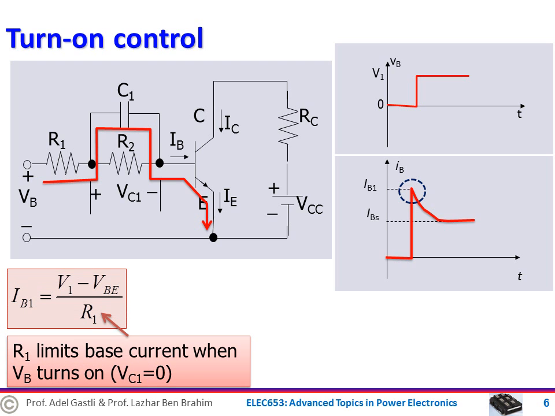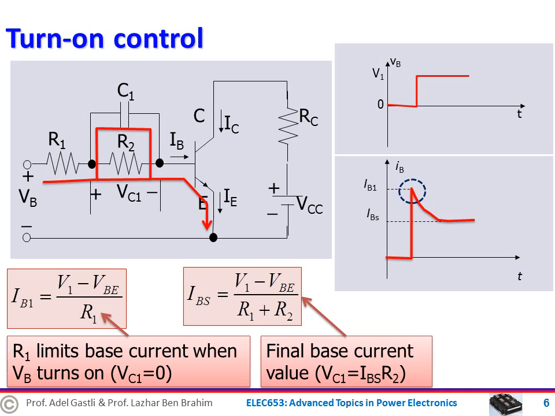Capacitor C1 continues to charge through the resistances R1 and R2 until the capacitor is fully charged and the base current flows through R1 and R2 only. So the final steady state current is IBS, which is the saturated base current. So this is what is called turn-on control.